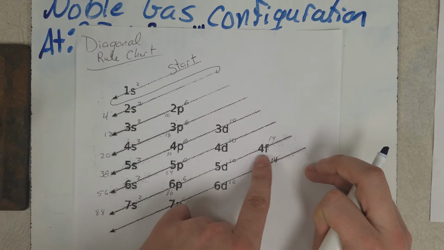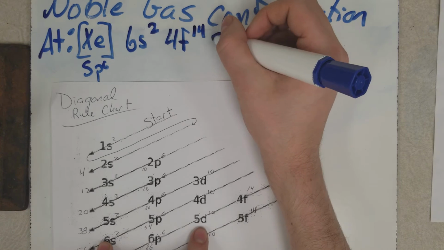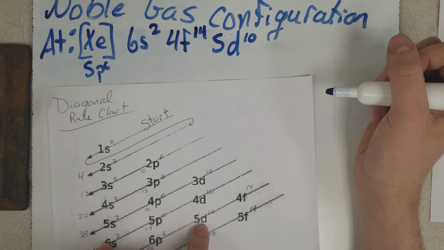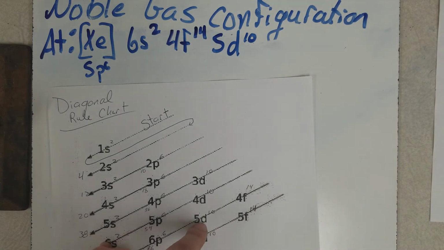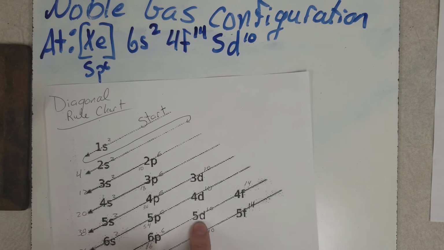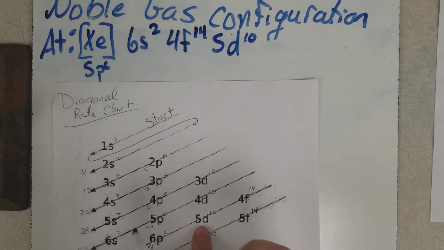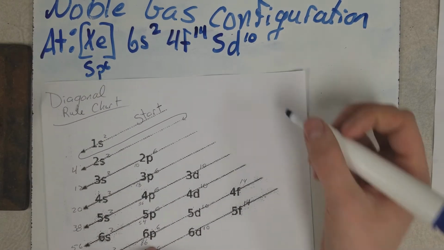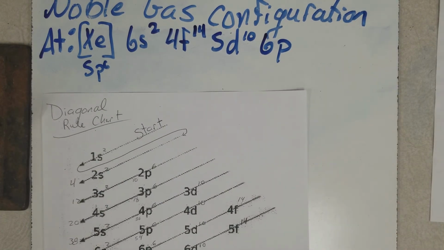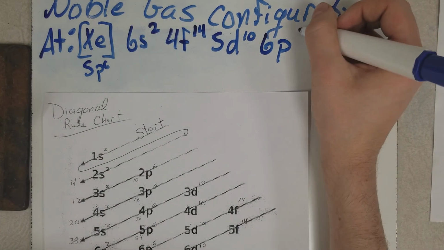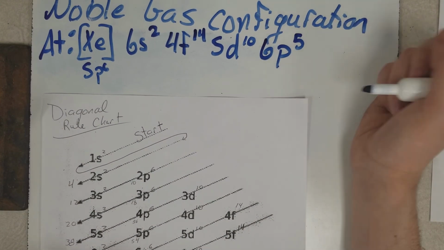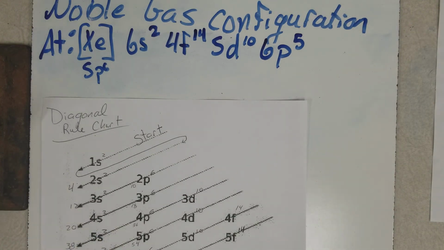Then after 4f goes the 5d, 10. So far we've used 26 electrons, so we're still not there. We've got to use 31 of them. So now we go to our 6p. Now we don't have enough to fill this. We only have 5 electrons left, so this is going to be the 6p5. We don't have to fill it completely. In fact, we don't have enough electrons to fill it completely.